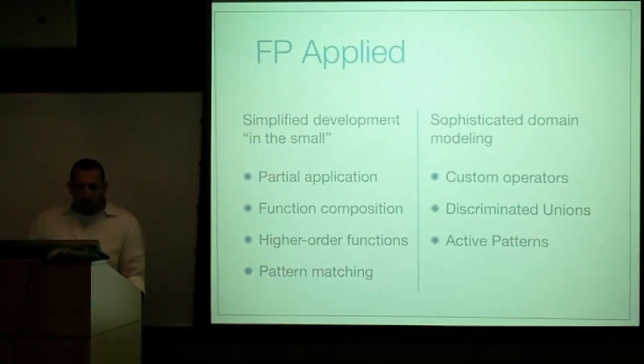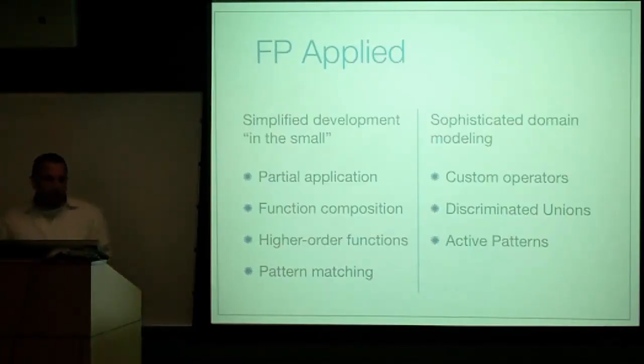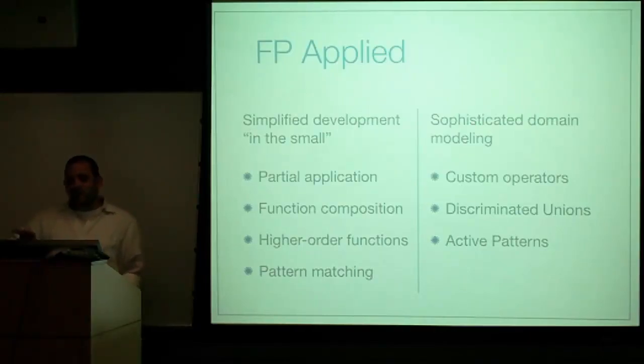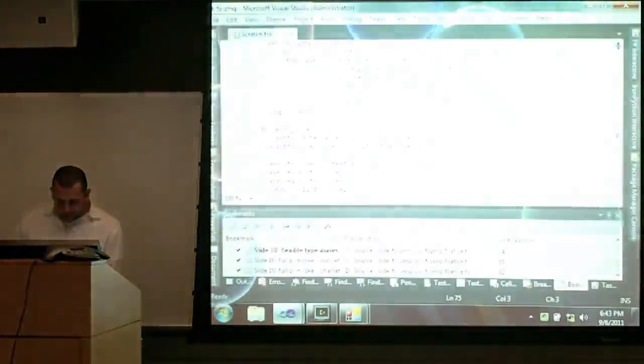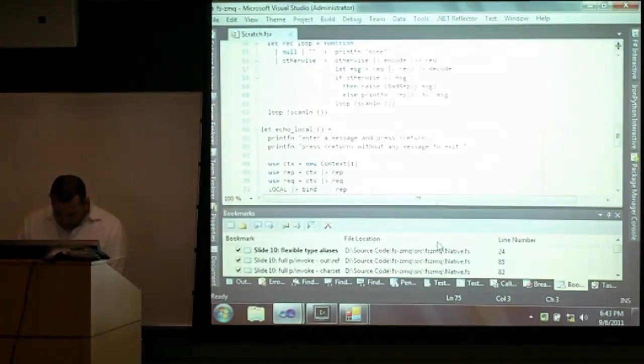And some of the tools that we have from the functional programming world are things like partial application, function composition, higher order functions, and pattern matching. And at a slightly higher level, you have things like custom operators, and we'll look at things like discriminated unions and active patterns. Those let you go one step further and take small code and aggregate it into slightly more sophisticated, larger code. So we'll look at an example of some of those right now.